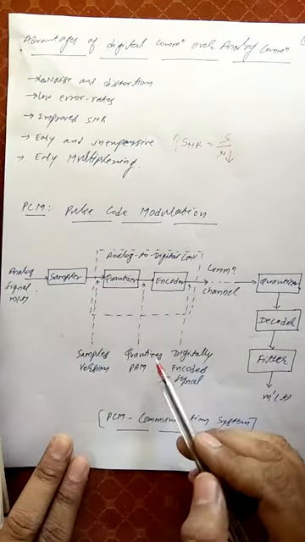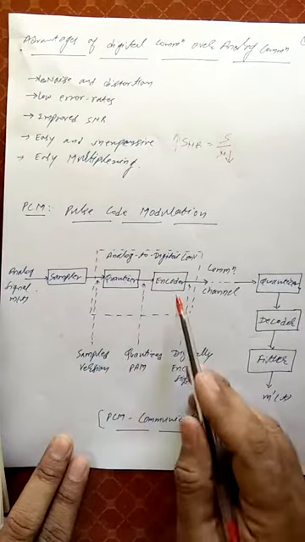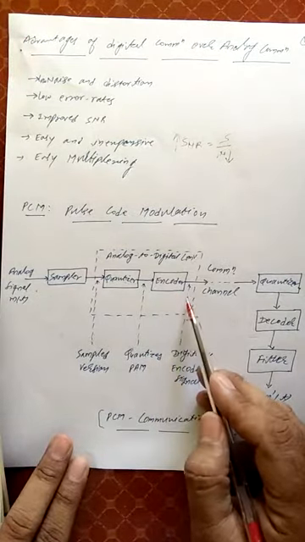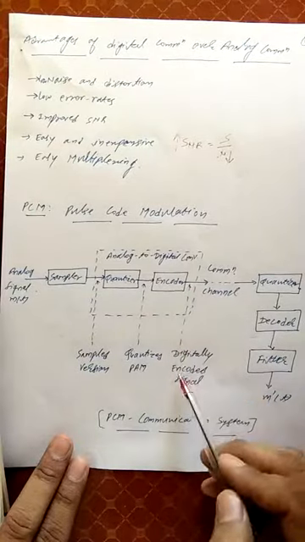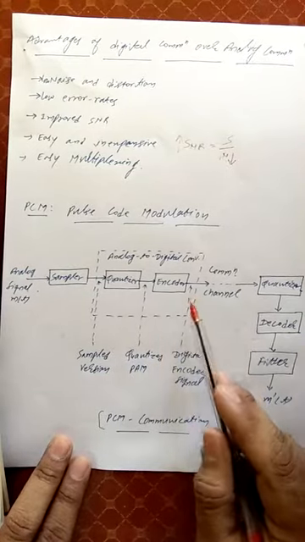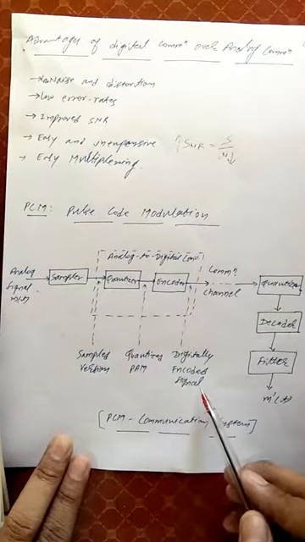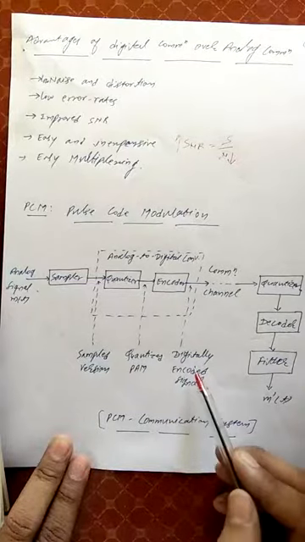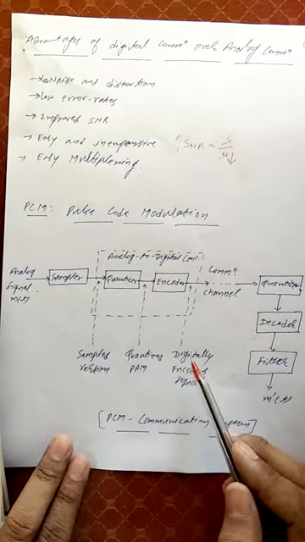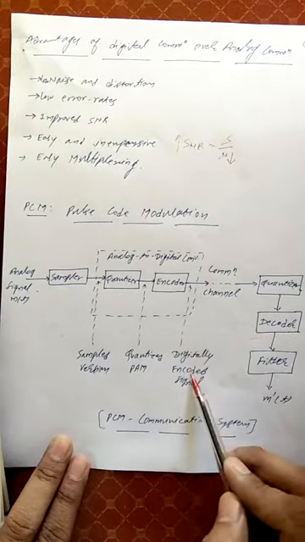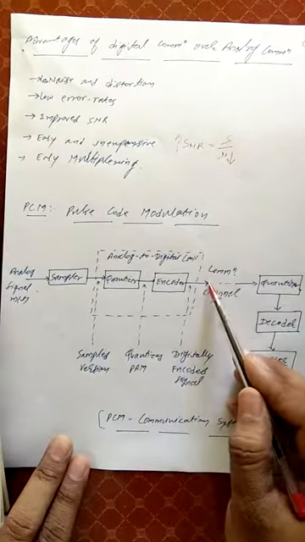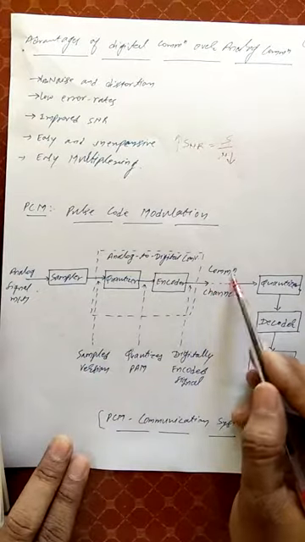This quantized signal is given to the encoder. The purpose of the encoder is to provide the particular coding of the given level. The encoder provides the digitally encoded form, which consists of 0 and 1, a sequence of 0 1 formation. This digitally encoded signal is transmitted through the communication channel.